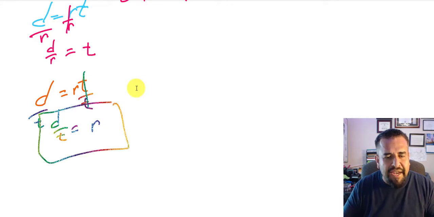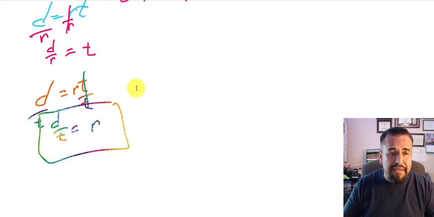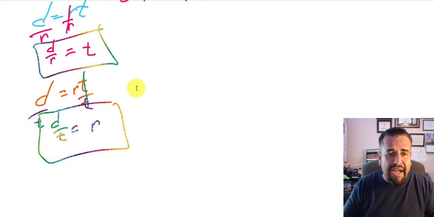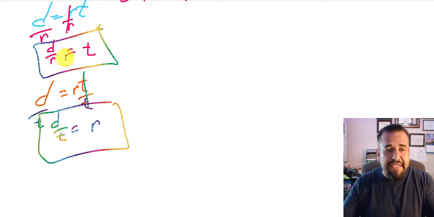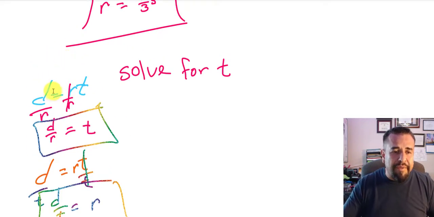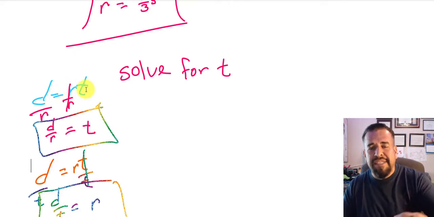So that means that if I want to find the rate, all I need to do is divide the distance by the time, and I have my rate. If I wanted to find time, then I divide distance by the rate, and it gives me time. And the original formula was how to find distance, which was basically to multiply the rate times the time.